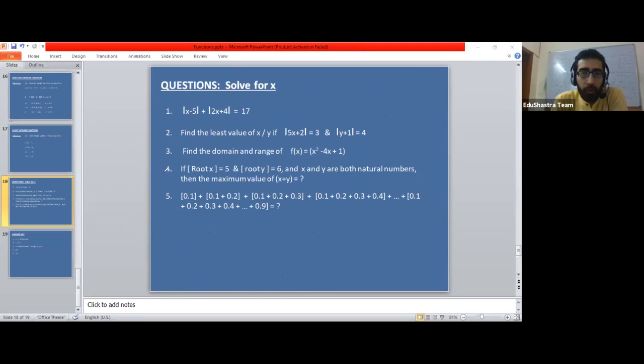What about question number 4? If root x is equal to 5 and root y is equal to 6, and x and y are both natural numbers, then what is the maximum value of x plus y?